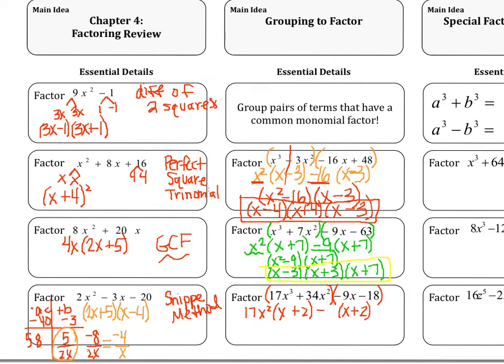So I know for my second terms, I need to take something out that will leave me with x plus 2. And the value that I can take out is negative 9. And I know that because negative 9 times x is negative 9x. Negative 9 times a positive 2 is negative 18. So I'll now put these together. I know one of my terms is x plus 2 because that's the term that's repeated twice. My other term is going to be my 17x squared minus 9.